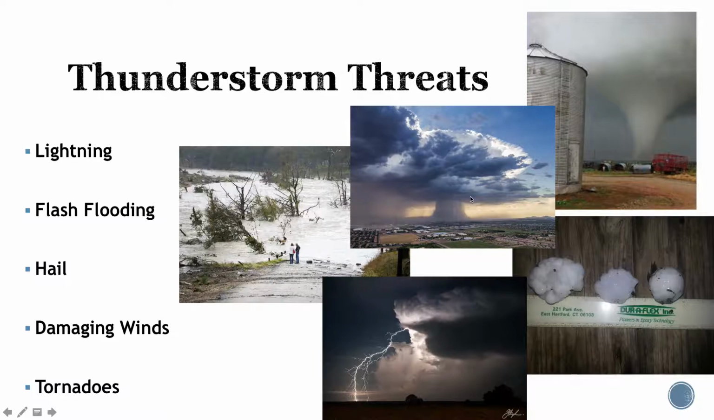Damaging winds. This is what's called a microburst coming down out of a thunderstorm. Think about opening a faucet and just all of that water gushing out of a thunderstorm. That's basically what a downburst is. It can cause winds of 70, 80, 90 miles an hour. And of course, tornadoes are another severe thunderstorm threat.